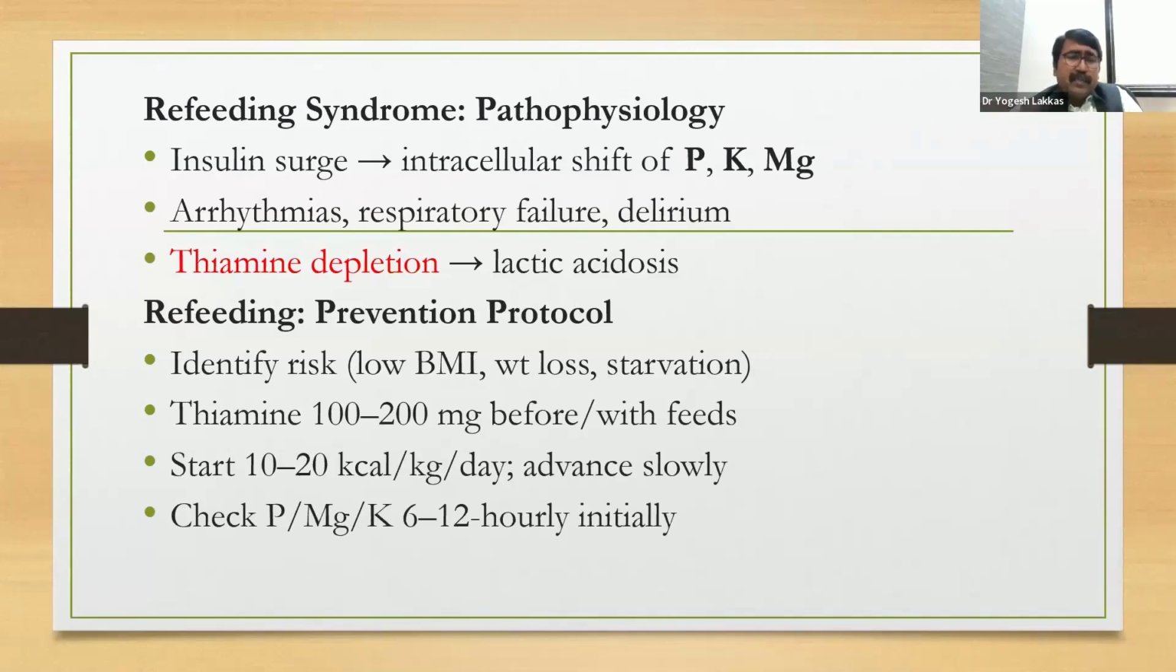Then the prevention protocol: identify the risk, such as low BMI, weight loss, starvation. Then start thiamine 100 to 200 milligram before and with feeds. That will play a very important role. Start 10 to 20 kilocalorie per kg per day. Advance slowly. That slow advancement is very important. Check phosphorus, magnesium, and potassium every 6 to 12 hours initially, because they play an important role, and you have to supplement with all these micronutrients in the early phase as well.